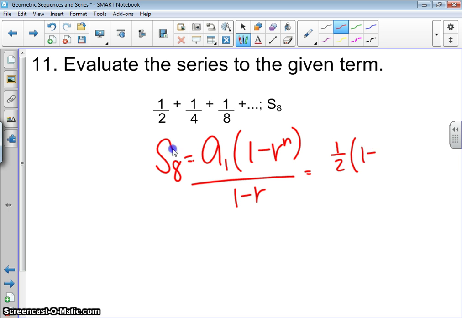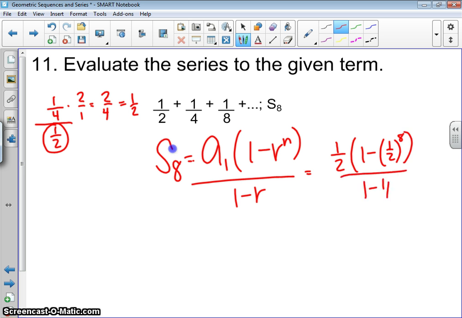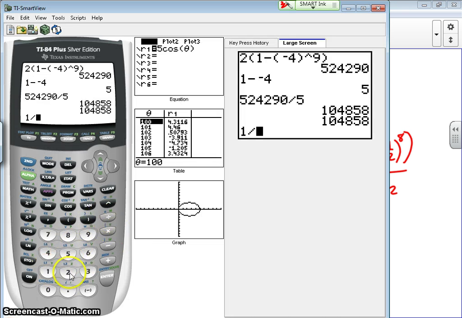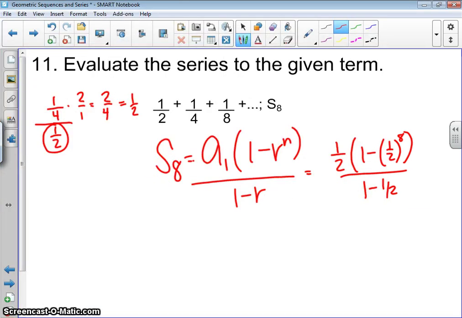This one may be one where you can see it, or if you can't, then you can do this division. So I'm going to do 1/4 divided by 1/2, and when I flip and multiply, that's just going to be 2 divided by 1, which would give me 2 over 4, which is 1/2. So my r value is also 1/2. So I'm going to do 1 minus 1/2 raised to the 8th power, and then 1 minus 1/2 in the bottom. Let's plug the top in first: 1/2 times 1 minus 1/2 raised to the 8th power.